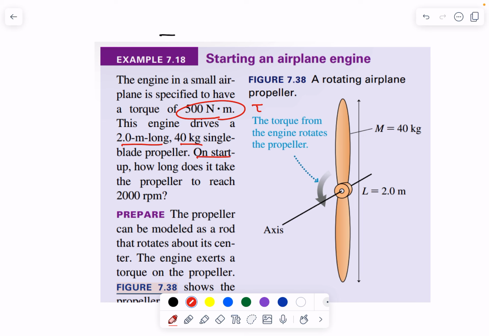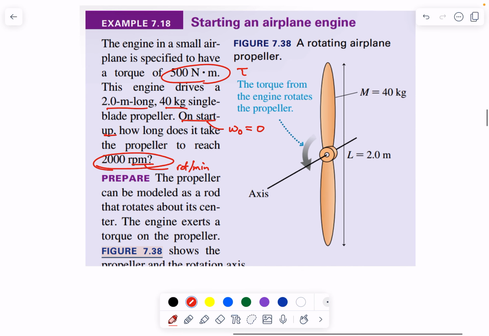On startup, what does that mean? It means our initial angular velocity is 0, right? The propeller is not moving initially. The engine starts to rotate. How long does it take to reach 2,000 RPM? And remember, RPM stands for rotations per minute, so we might have to do some unit conversions later.